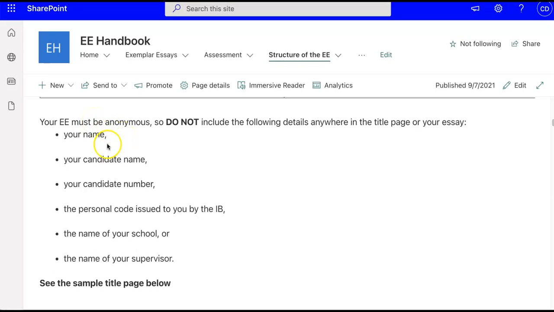Okay, very importantly, do not include any of this information on your title page. So your name, your candidate number, the name of your school, the name of your supervisor, that must not be included on your title page because your EE must be completely anonymous. Okay, the examiner does not need to know, nor does he want to know, who you are or where you're from. It should be completely anonymous.